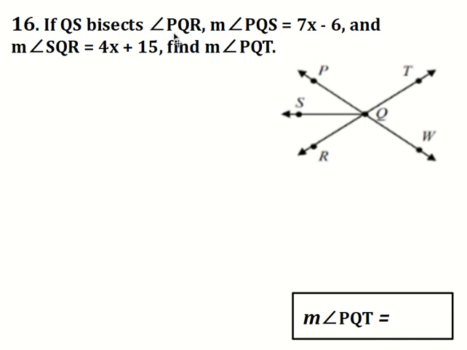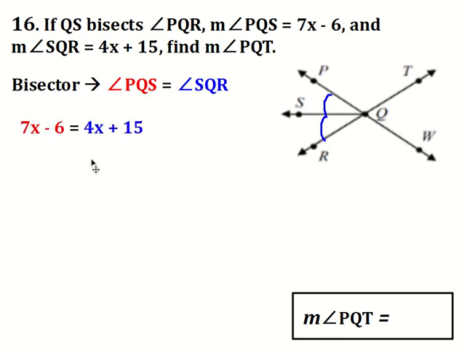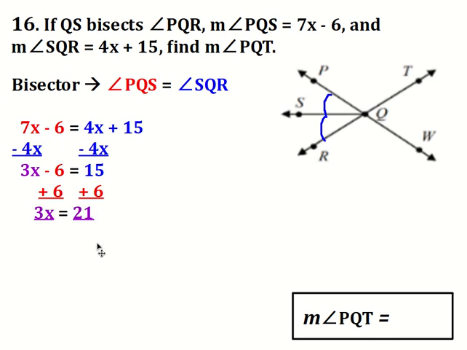QS bisects PQR. So that means this and this, by definition of bisect, are congruent. So bisector means that PQS and SQR are congruent. So I can set those equal to each other, move the variable over, so 3x minus 6 equals 15. Add 6 to both sides, 3x equals 21, divide through, x equals 7.